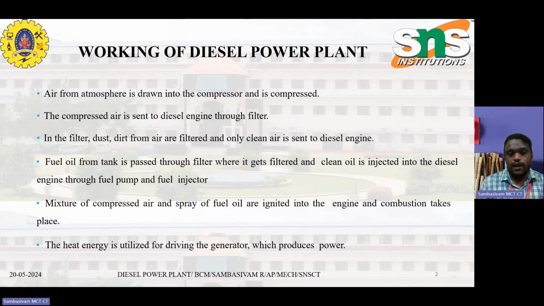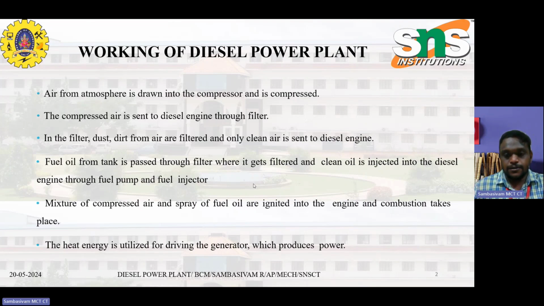Normally the air from the atmosphere is drawn into the compressor and compressed, then it is processed through an air filter. Once the air filter has processed it, the dust has been removed and the clean air is sent to a diesel engine. The clean fuel is injected into the diesel engine through a fuel injector. The mixture of compressed air and the spray of fuel is ignited in the engine where combustion takes place. The heat energy is utilized for driving the generator, which produces electricity.